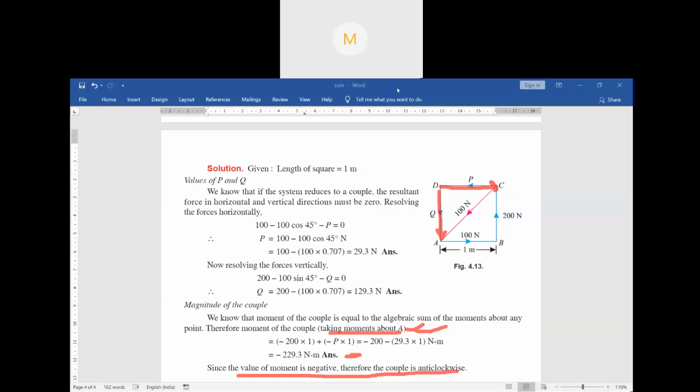Sir, can you explain it again? Which one? Mechuba, which part do you need? Okay. So now look.